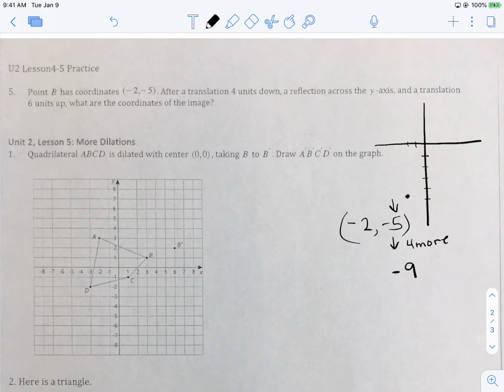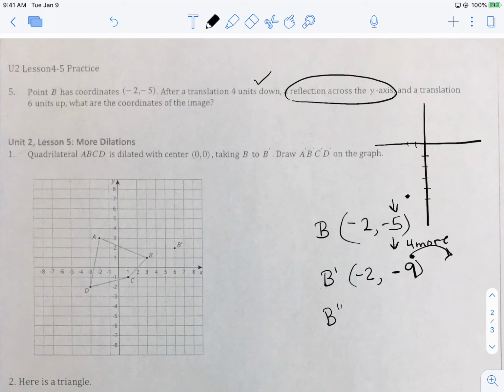But it didn't say anything about moving left or right, so my -2 stays. So we took care of the 4 down. Then we reflect across the y-axis. So this would be our original, this would be our B prime, and now we're going to get to our B double prime. So we're going to cross across the y-axis. So we know we're way down here, somewhere at 9, and we're going to go across the y-axis.